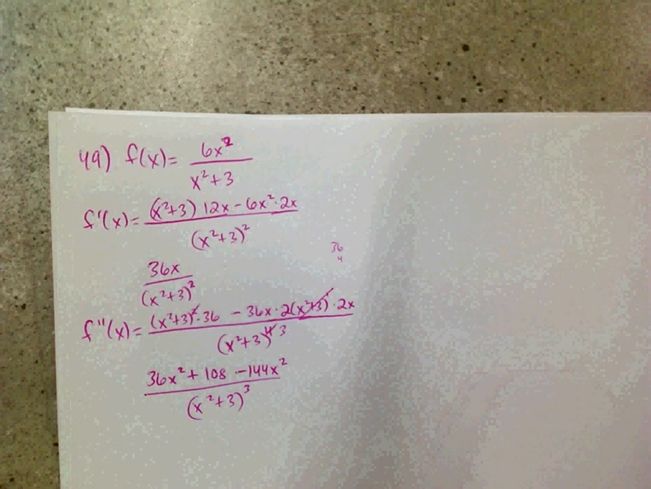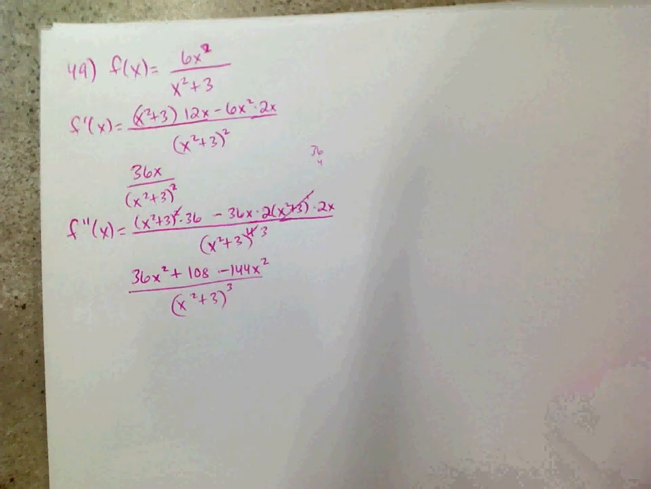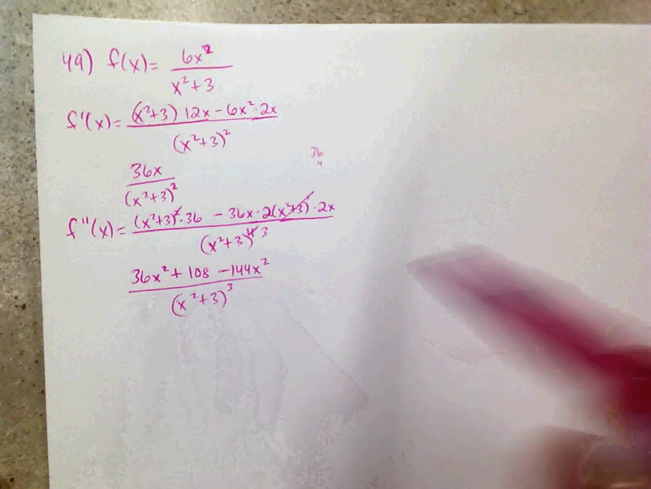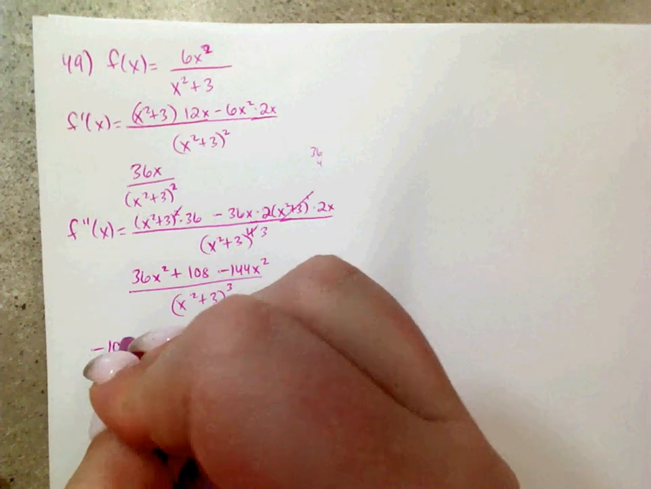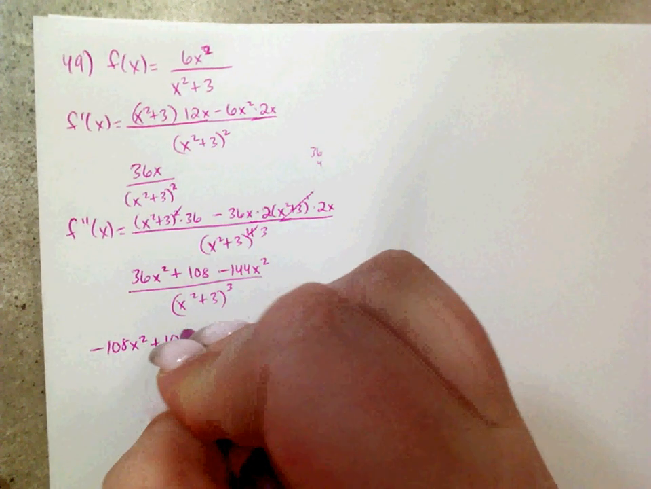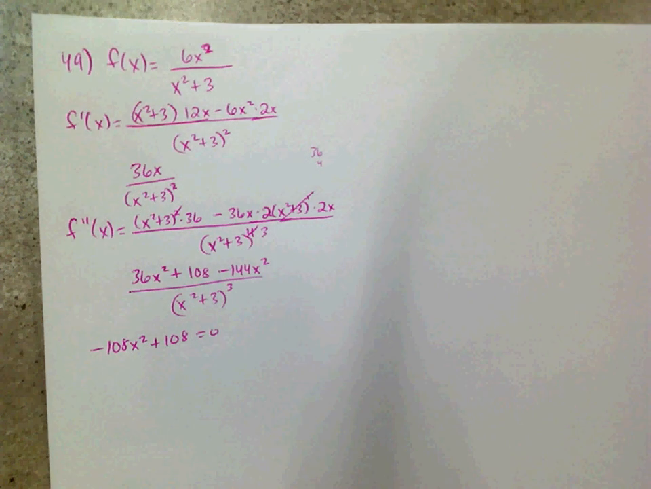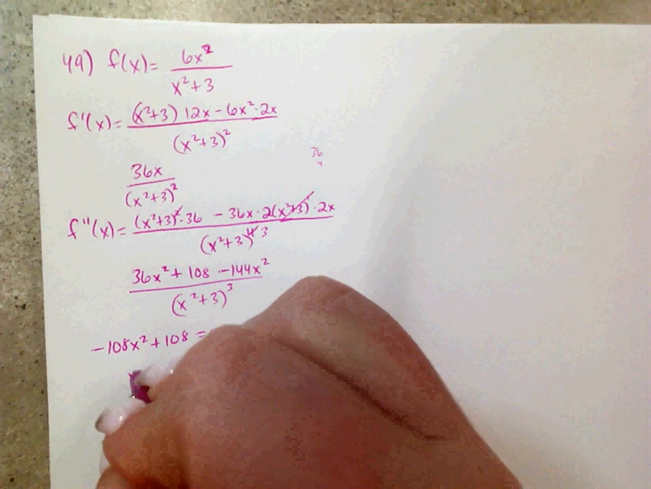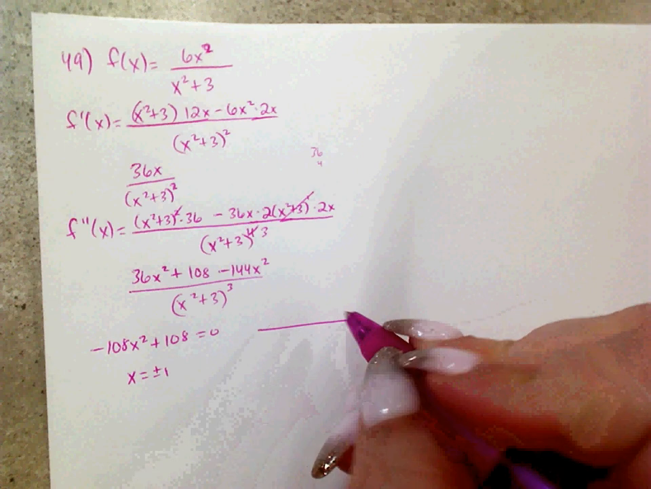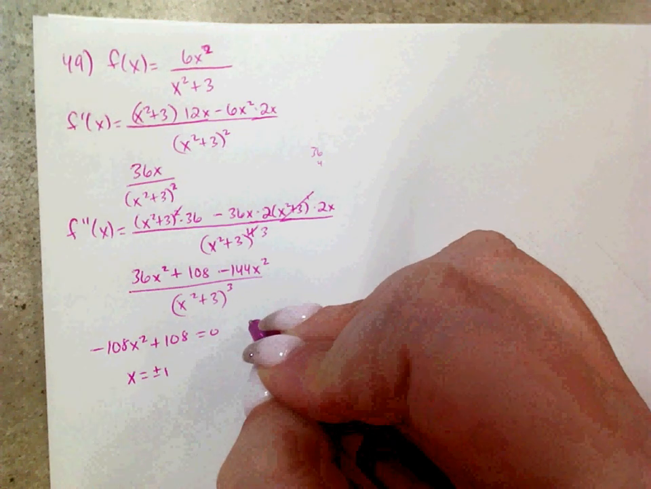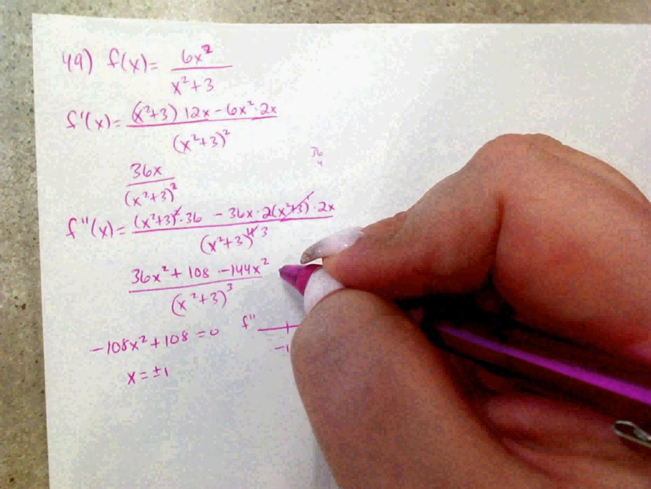36 minus 144 is negative 108. So I've got negative 108x squared plus 108. If I set that equal to 0, then I really just get x squared minus 1, so x equals plus or minus 1. Okay, I need to do concavity, so I'm going to do negative 1, positive 1, f double prime. So f double prime equals negative 108 times x squared minus 1 over x squared plus 3 quantity cubed.